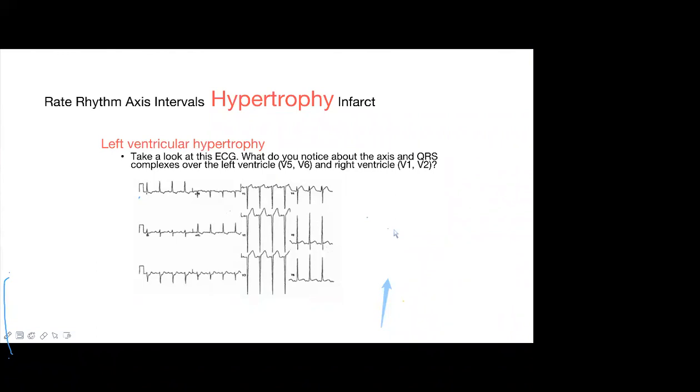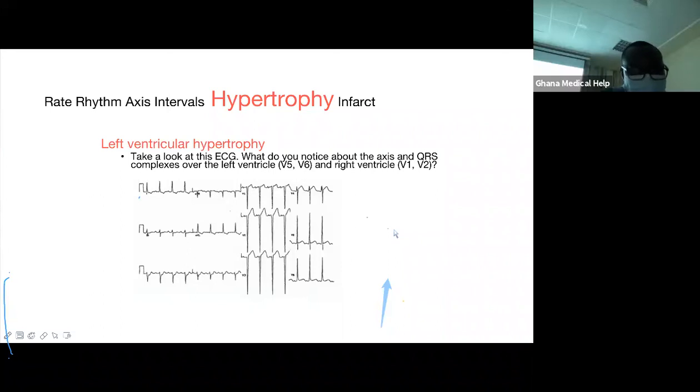Left axis deviation. I agree with you. Left axis deviation. Can you explain why it's left axis deviation, or how it is? What leads you to say that it's left axis?